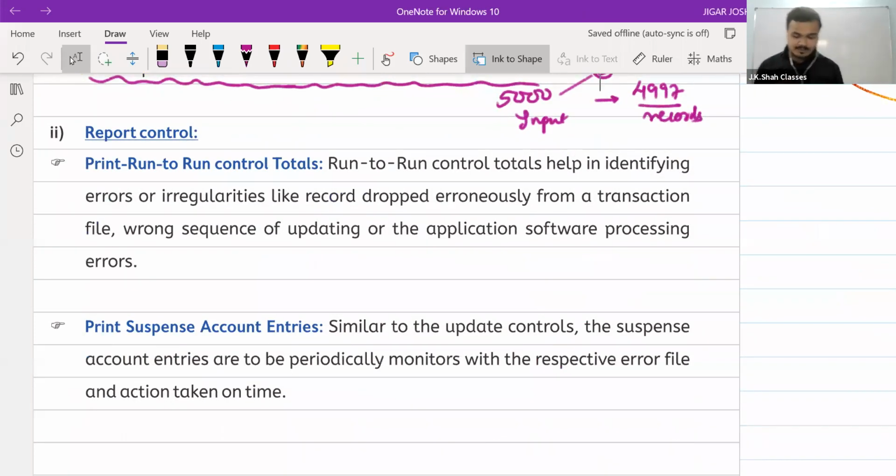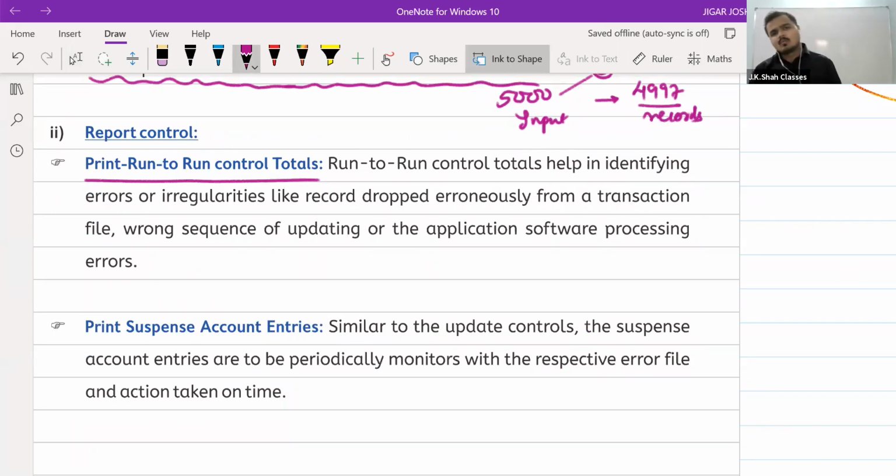Now, once your record is up to date, it comes to report controls. Now, what do you mean by report, people? Sir, informing about activity to the higher level of authority is called reports. Yes, sir. Now, the first report, very simple, is called run to run controls. Called as what, my dear chartered? Sir, print run to run total or run to run controls total.